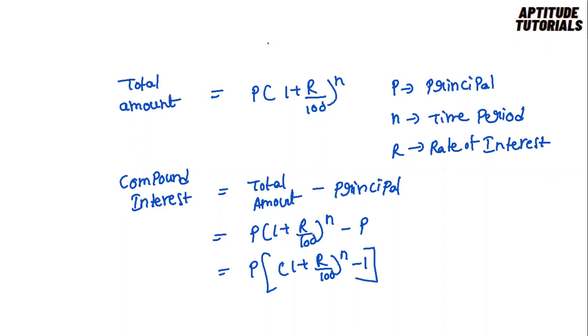In compound interest, we are having a formula for total amount, guys. So total amount is equal to principal into 1 plus r by 100 whole power n. So this P is principal, R is rate of interest, and N is the time period. Okay. And if you wanted to calculate the compound interest, then total amount minus principal. So write down the formula for total amount and subtract principal from that. You will get the formula for compound interest as P into 1 plus R by 100 whole power N minus 1.